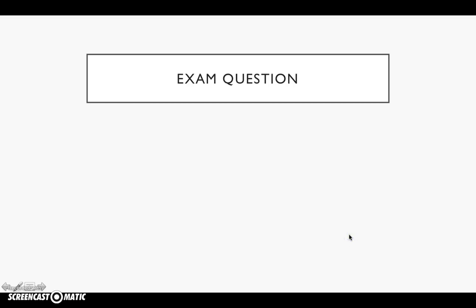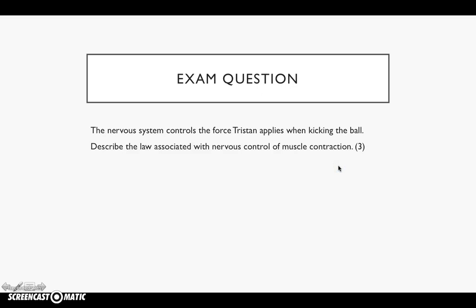So coming to the exam, the question is really simple. Let's not get distracted by all those big terms, big points just made. This is the question that was on the last paper's exam and will be on your mock exam on Thursday. So I don't want anyone to get this wrong, because I'm literally telling you the answer right now. The nervous system controls the force Tristan applies when kicking the ball. Describe the law associated with nervous control of muscle contraction.